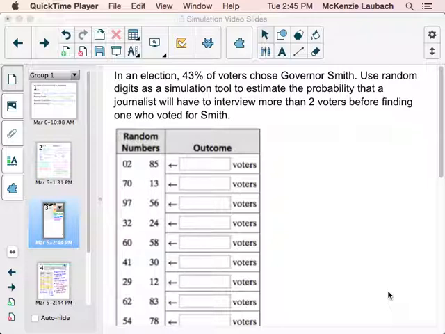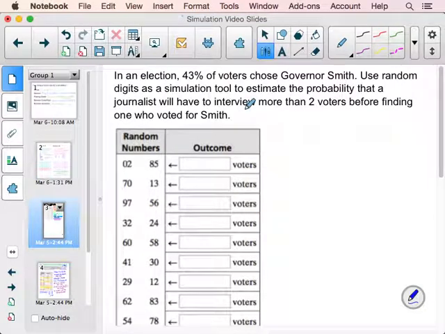So we want to start by thinking about how we can use this 43%, because even though there are 2 things that can happen, they either voted for Governor Smith or they didn't, it's not 2 equally likely outcomes. So we have to look at the fact that 43% is 43 out of 100. So we needed to pick a tool where we could have 100 equally likely options and use 43 of them to represent voting for Governor Smith.